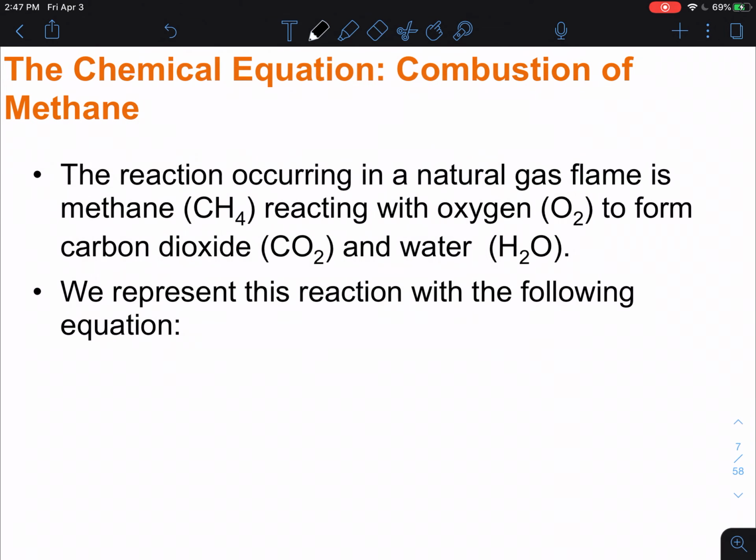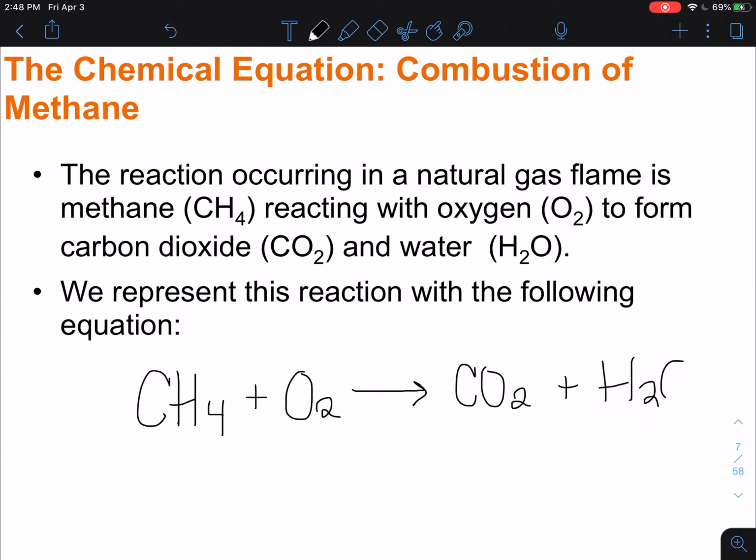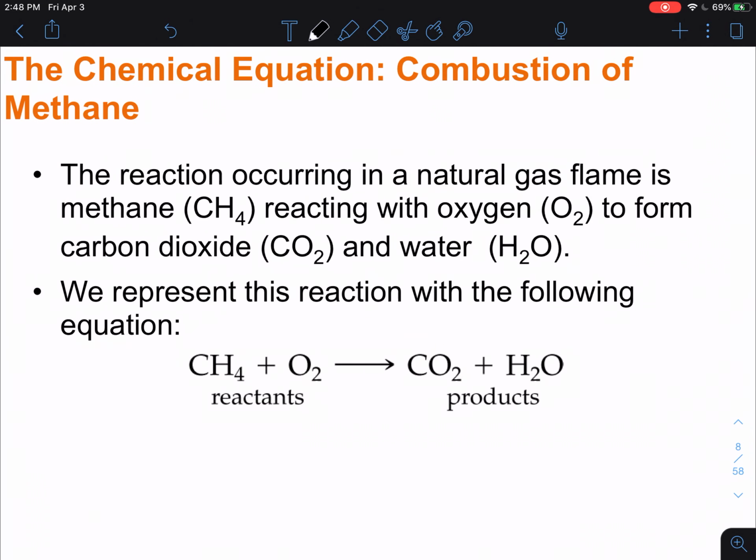So we have the reaction occurring in a natural gas flame is methane, so we're going to write CH4 that reacts with oxygen to form. So whenever we see "to form," that's an arrow. Okay? To form CO2 plus H2O. Okay? So that's how we would write that out. So here you go. We have the reactants right here, methane and oxygen, and the products CO2 and H2O.